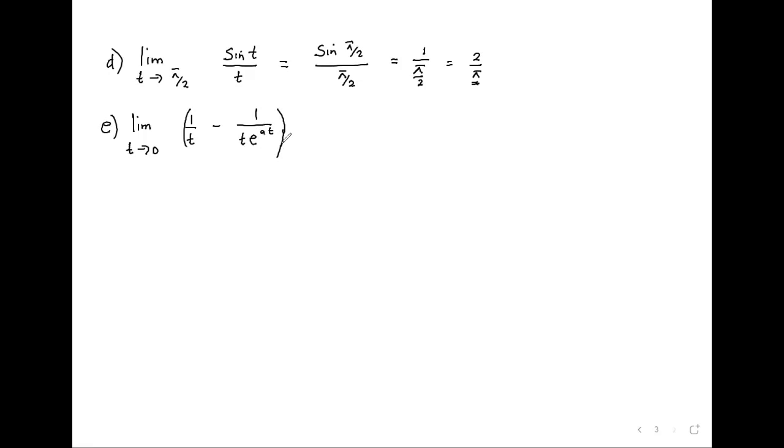So here, if we substitute 0 where there is t, you will notice that things won't make sense. It's not 0 over 0, so you can't use the rule. So we'll combine this and put it together. The common denominator here is t e^(at). When we divide by the first t, we get e^(at) multiplied by 1 minus 1.